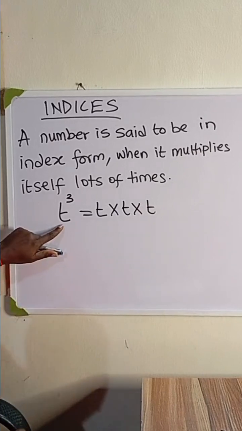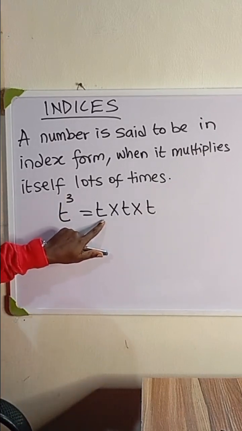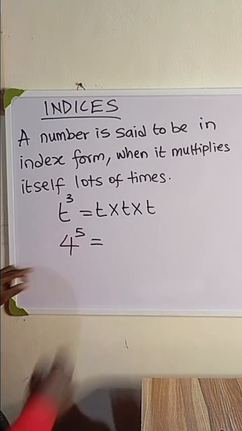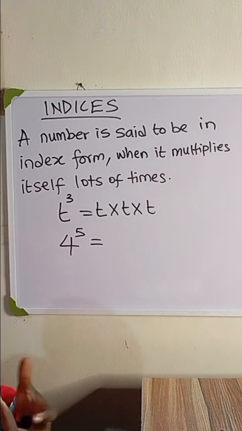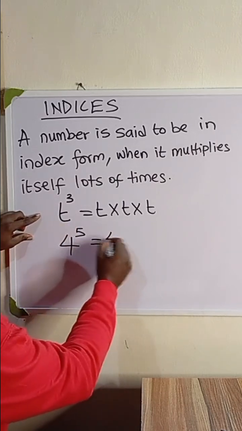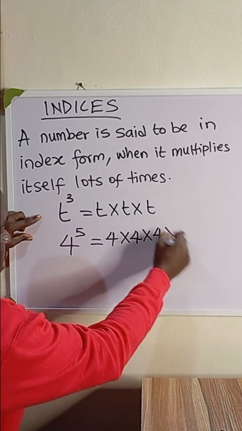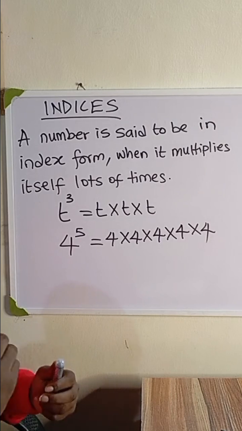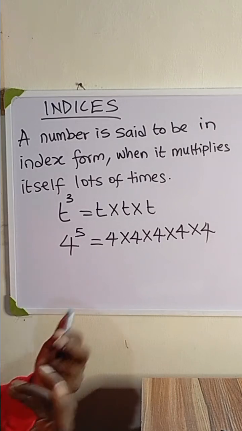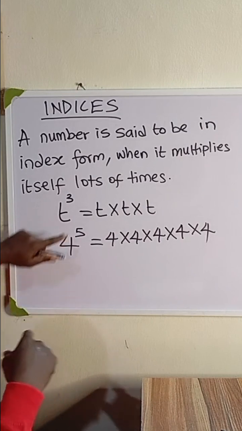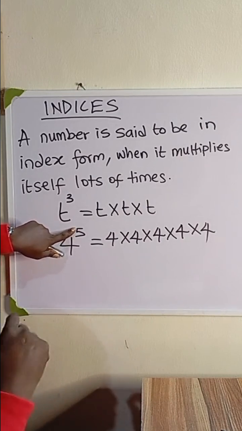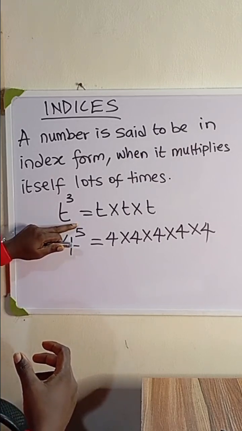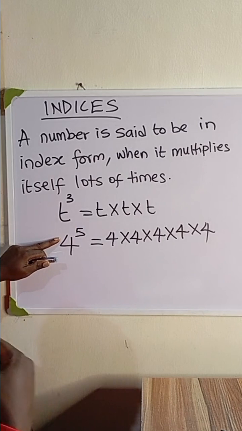So whenever you see something like this, t to the power of 3, it means that t is multiplying itself 3 times. If you see something in this form, 4 to the power of 5, it means that this number here is multiplying itself 5 times. So it is 4 times 4 times 4 times 4 times 4. So a number in index form shows that a particular number is multiplying itself a couple of times. Okay? So this power, this number here, shows how many times this number is multiplying itself.